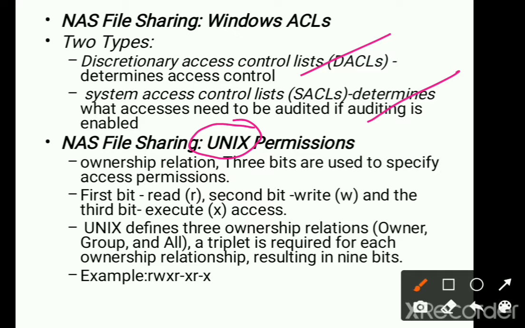Based on this, they are grouped into either a group of one or a group of more members. Whenever we are grouping them or giving access to the user, it is called the ownership relation. Each owner has three permissions, and three bits are used to define them. The first is the read bit, the second is the write bit, and the third is the execute bit.